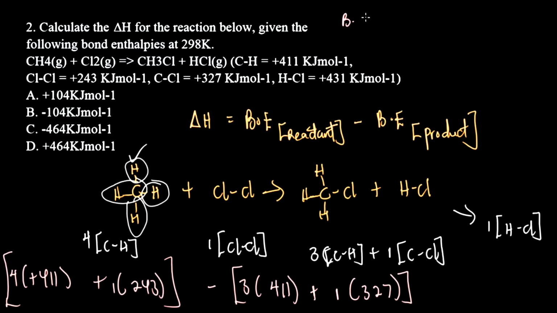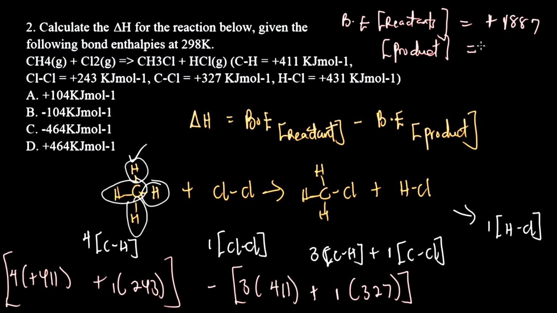So what we are going to have is the bond energy of the reactant is simply positive 1887. So the bond energy of the product is simply positive 1991. So the difference of the two, we have 1887 minus 1991. We therefore have negative 104 kilojoule per mole, right? So this is the answer, 104 kilojoule per mole.